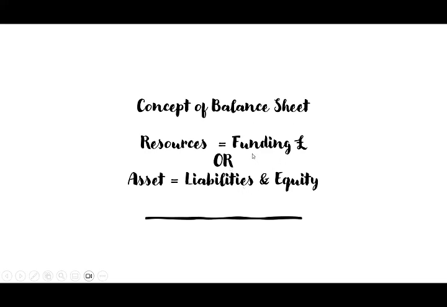Now, together, all this funding is invested in resources, or in financial language, we call them assets. So basically, assets are all the resources of the organization, and that's what a balance sheet does. It shows you where exactly the company has got its funding from, which is either from the investors' own money or from external parties, and in what resources that money has been invested. And those resources we term the assets of the organization.